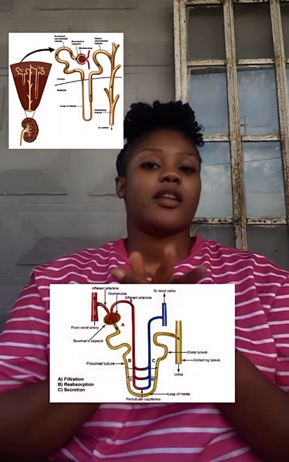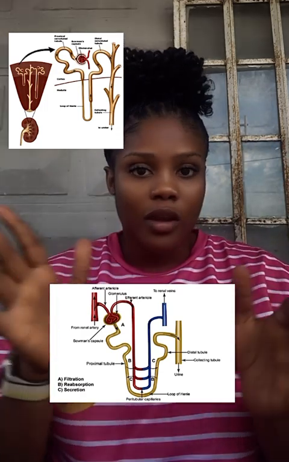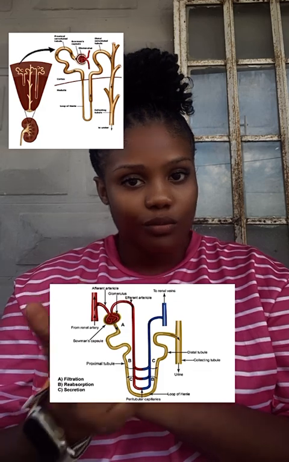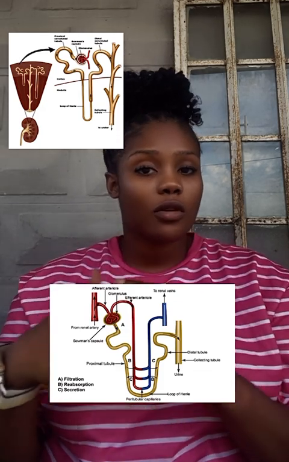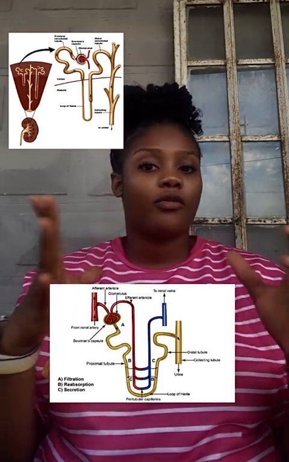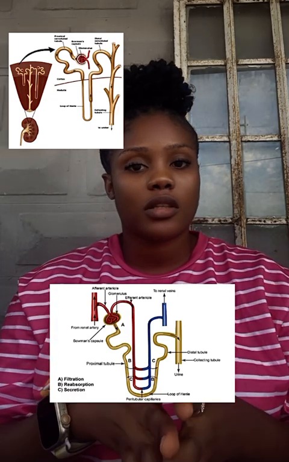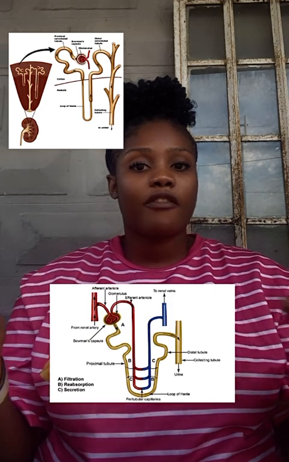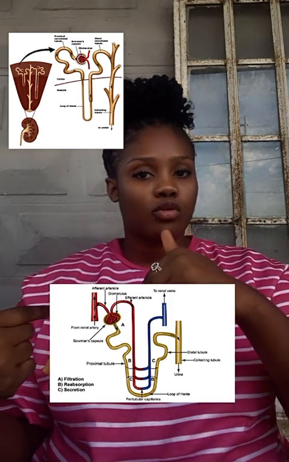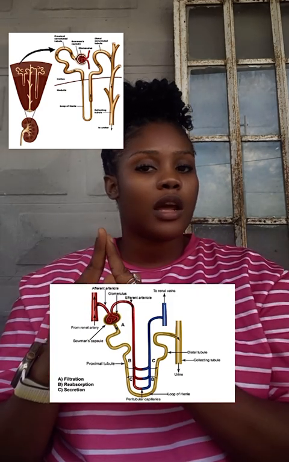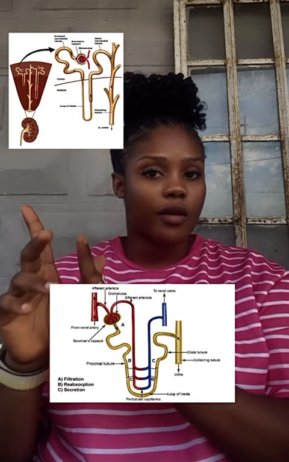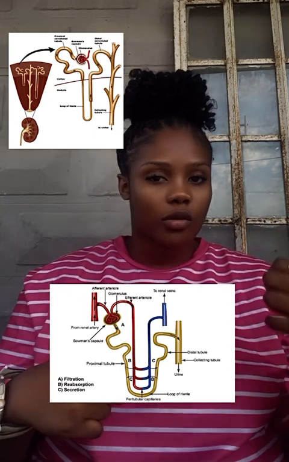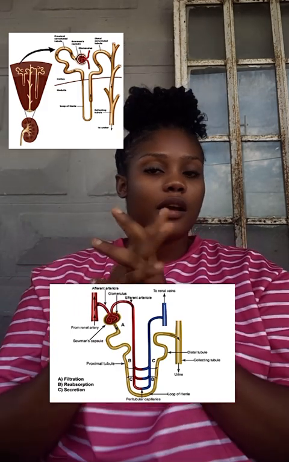Now let's talk about the parts of the nephrons. We have just two parts: the glomerulus and the tubular. Now let's talk about the glomerulus. The glomerulus is a network of capillaries of afferent and efferent arteries. Afferent arteries are those arteries going into the glomerular capsule, and we have the efferent, which is going out of the glomerular capsule.